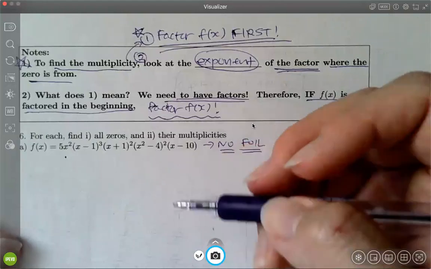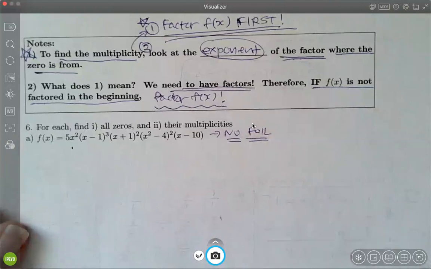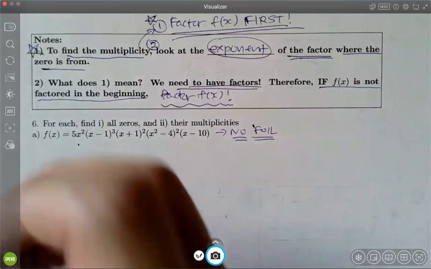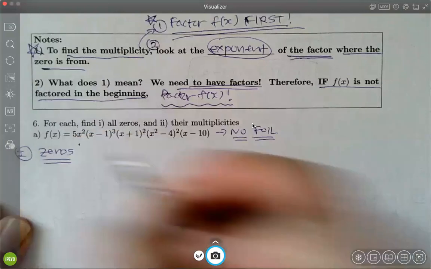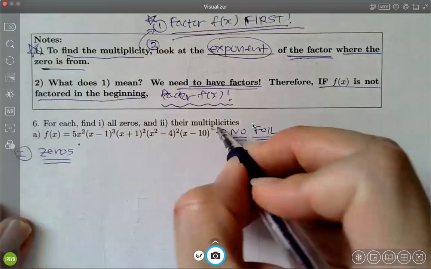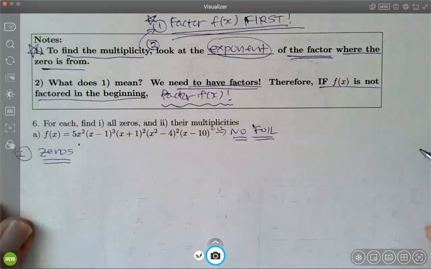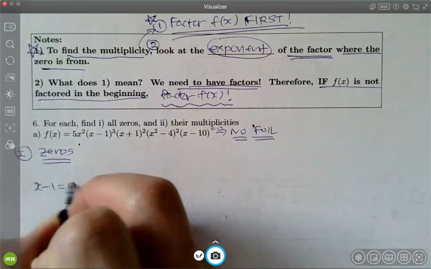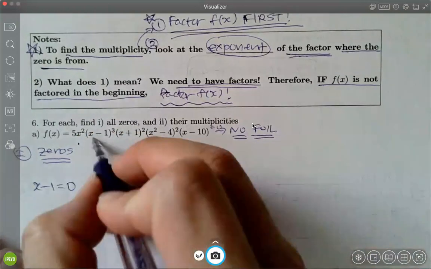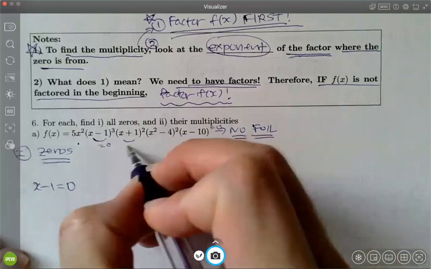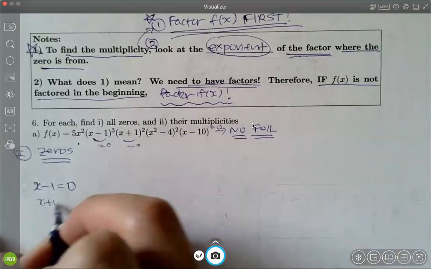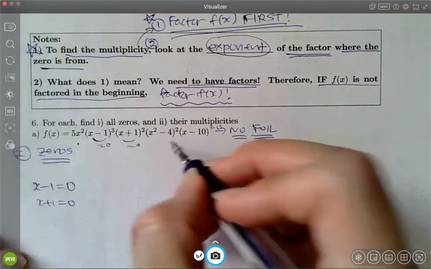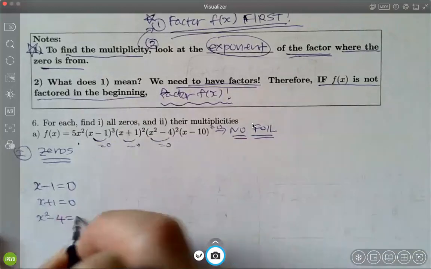Okay, so first, let's find all zeros. How do you find the zeros? Set this whole thing equal to 0, right? Now most people get x minus 1 equals 0, because of that, right? And then x plus 1 equals 0. And then this. And then this.